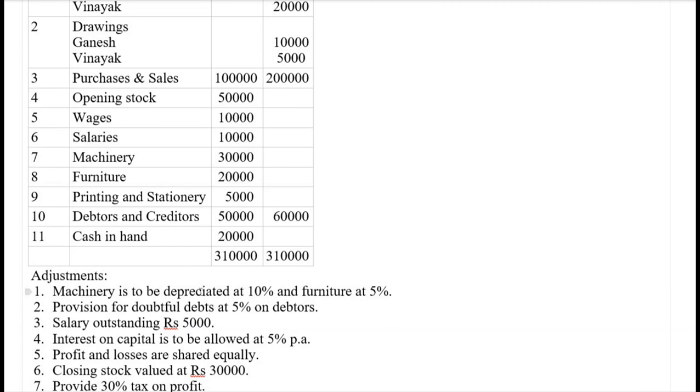Then wages, it comes under personnel expenses, that is paid to the laborers. Then salaries, it will come under the head of personnel expenses. Then machinery, statement of assets and liabilities. Furniture, statement of assets and liabilities. Printing and stationery, administrative expenses. Debtors and creditors, it will come in statement of assets and liabilities. Cash in hand in statement of assets and liabilities.